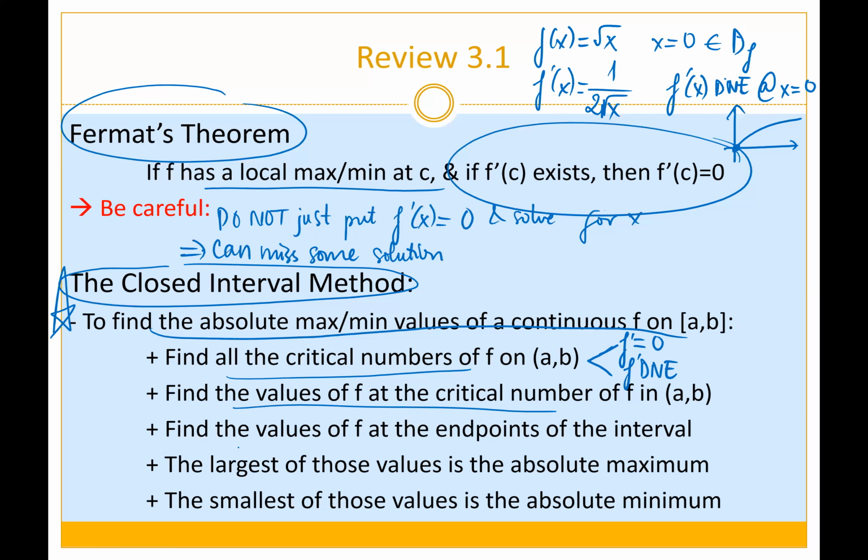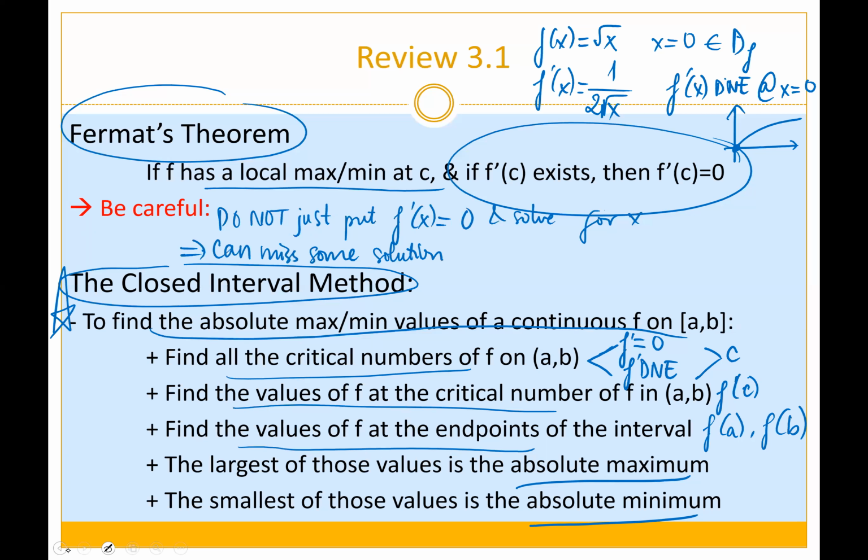Then you find the values of f at the endpoints. So say you find these critical numbers c, then you find f of c, and you find f of a and f of b. Among these numbers, the largest one is the absolute maximum, and the smallest one is the absolute minimum. So you not only account for the critical numbers, but also the endpoints, because we're talking about absolute maximum and absolute minimum, and not just a local one.